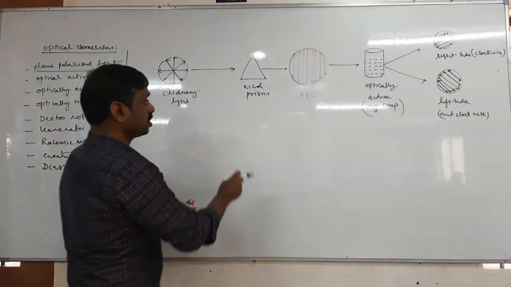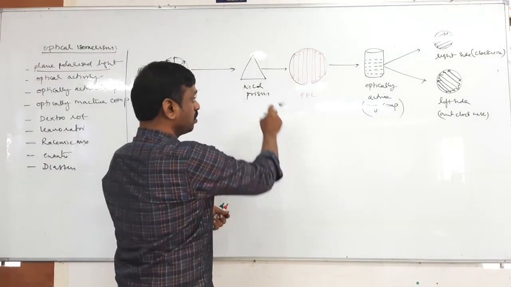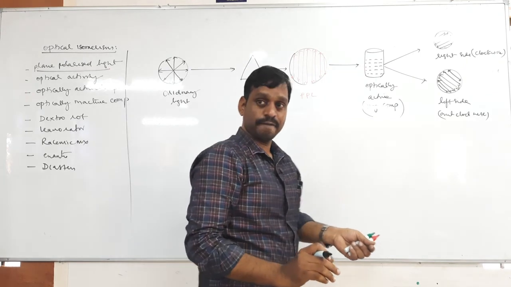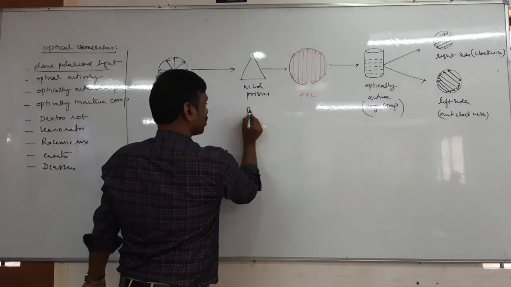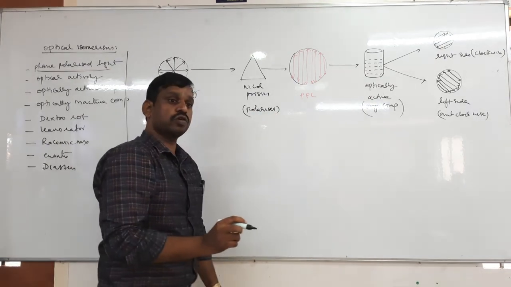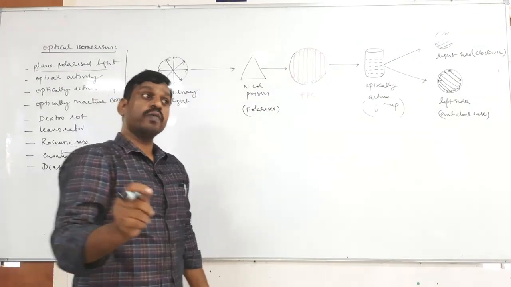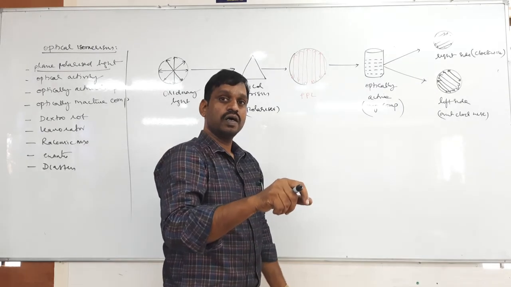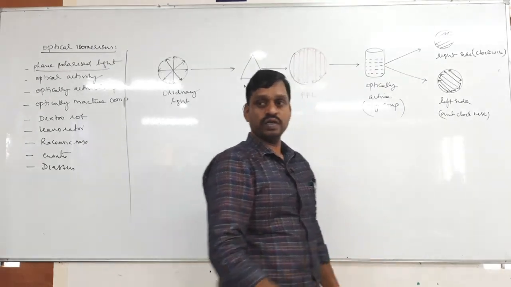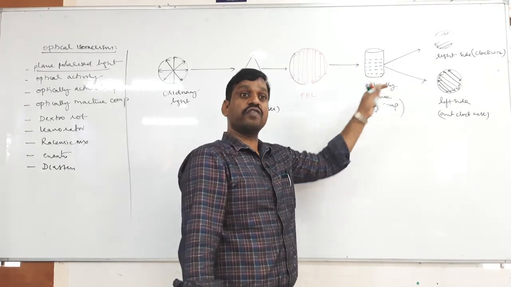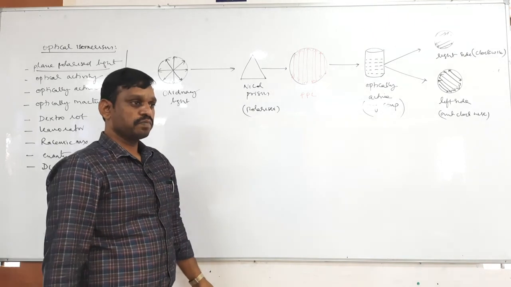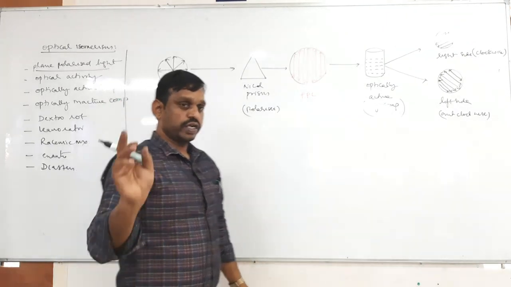And the Nicol prism gives the PPL. Therefore, this Nicol prism is a polarizer. The instrument which produces the PPL is called a polarizer. The instrument which measures the extent of rotation is called a polarimeter. There was a previous question: the polarimeter measures the extent of rotation, and the polarizer produces PPL. Okay, so write down.